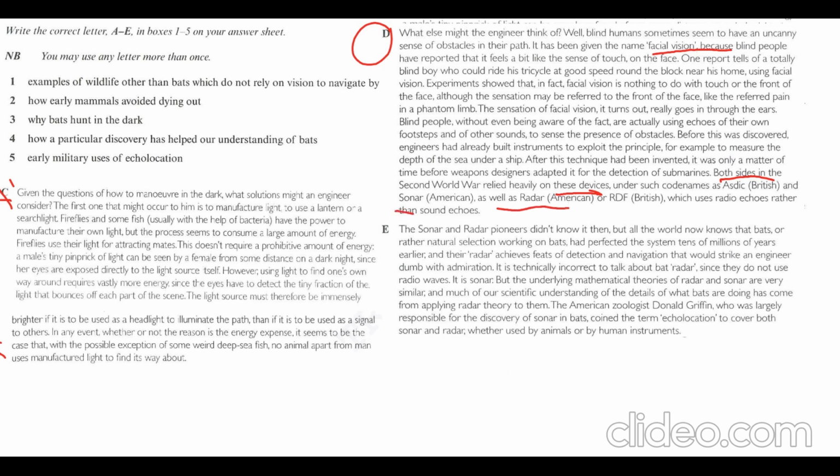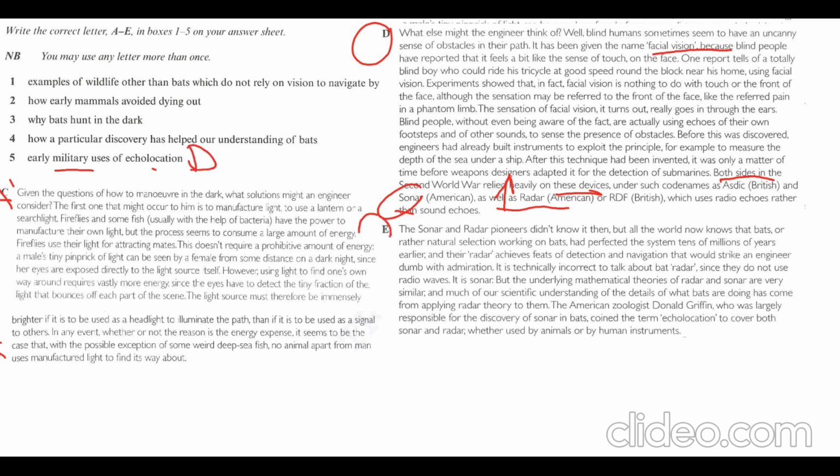They're talking about World War II, having different devices, using them, etc. And they're talking about sonar and radar and all that stuff. So the closest one is actually five, because they say early military uses of echolocation. If you even go a little bit up, you can find some more information talking about these things and about the echolocation and all that. So it is actually mentioned here. So number five goes with D.